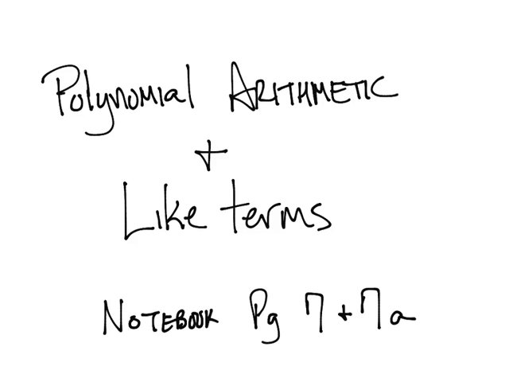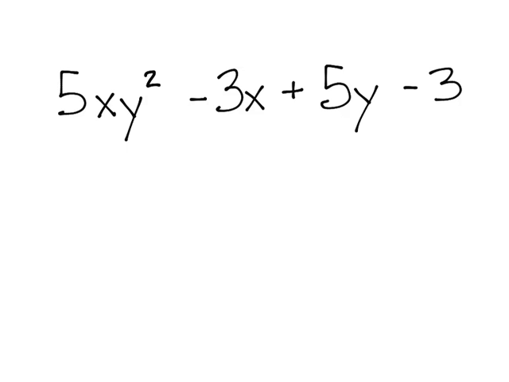First, let's talk about what exactly a polynomial and a polynomial expression are. A polynomial, as expressed in the PDF, is simply an expression that has constants, variables, and exponents. In this example, we'll use the polynomial 5xy squared minus 3x plus 5y minus 3.